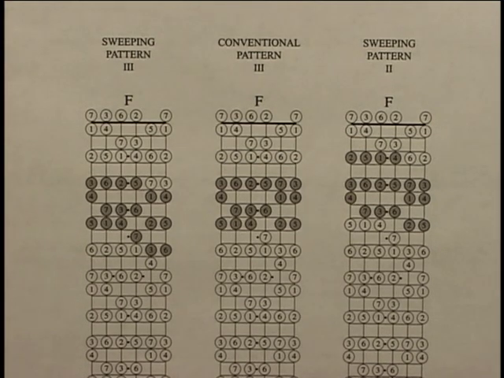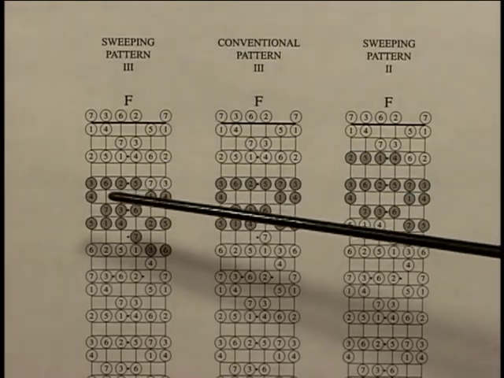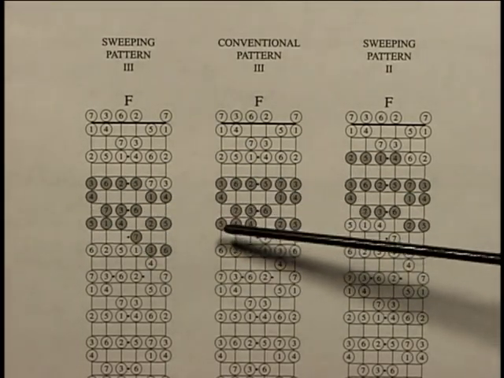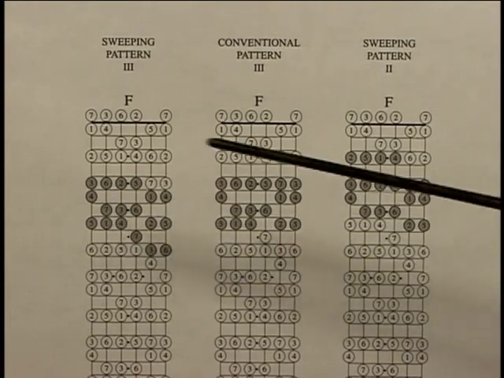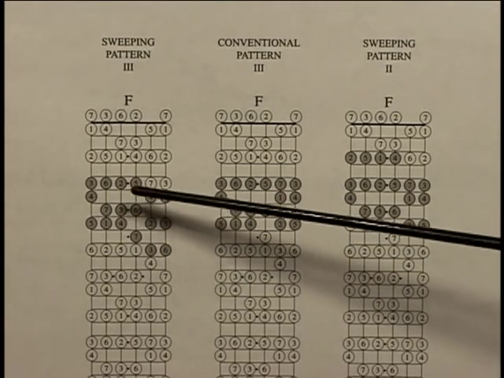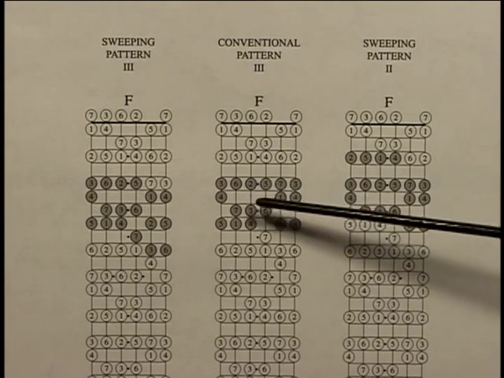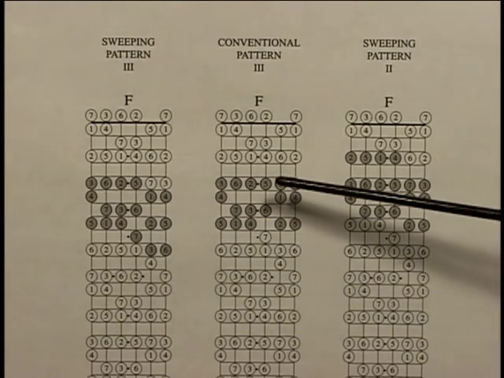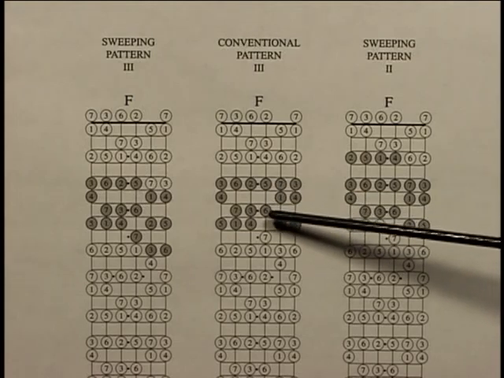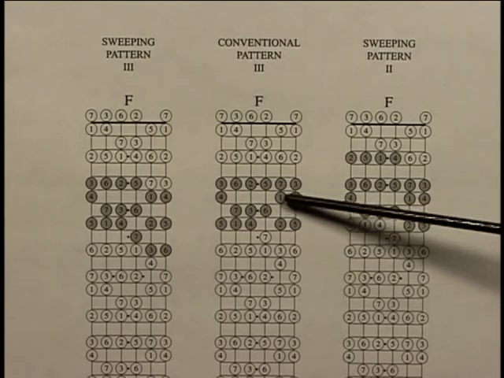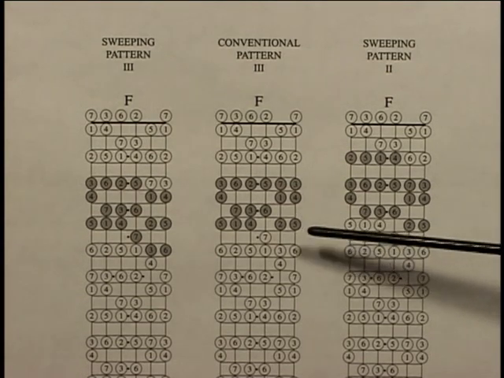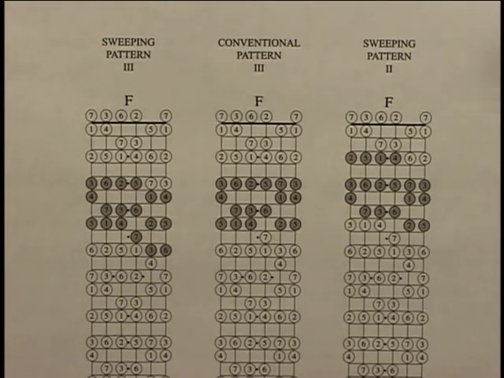Let's look at pattern 3 of sweeping and conventional. 3, 4, 5, 6, 7, 1, 2, 3, 4, 5, 6, 7, and here's the change on the 3rd string again, 5, 6, and then 7, 1, 2, 3, 4, 5.